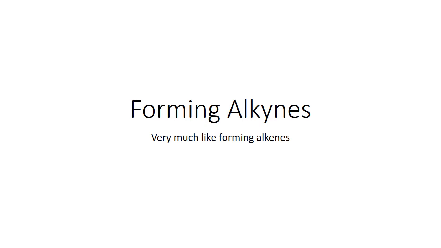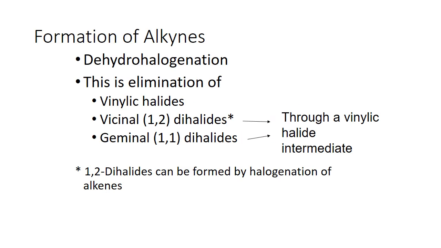We're going to look at reactions to form the alkynes, and what we're going to find is they're very similar to the reactions that form the alkenes. So in many ways this is going to be easier to learn than when you learned the reactions for the alkenes. To form the alkynes, we do it through dehydrohalogenation.